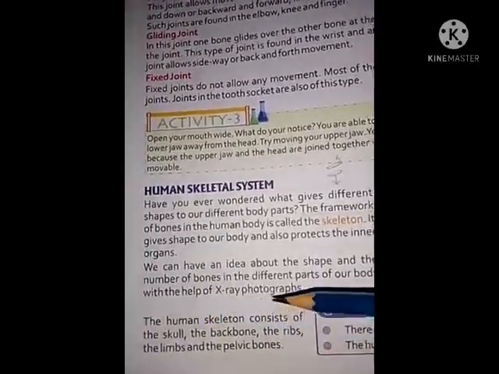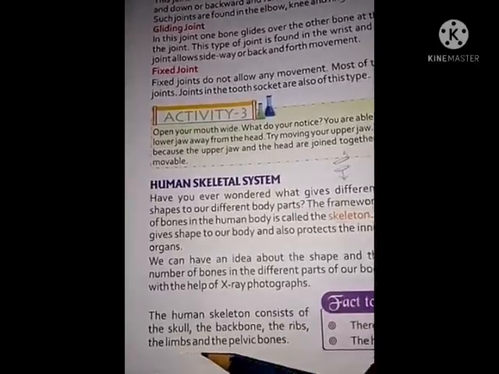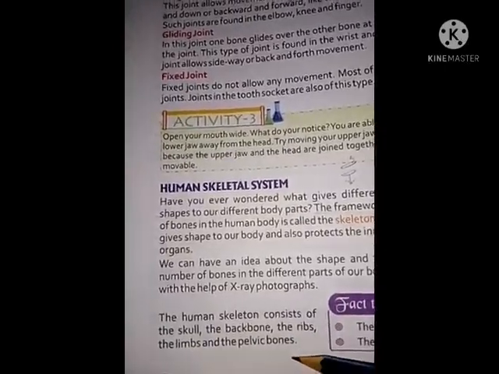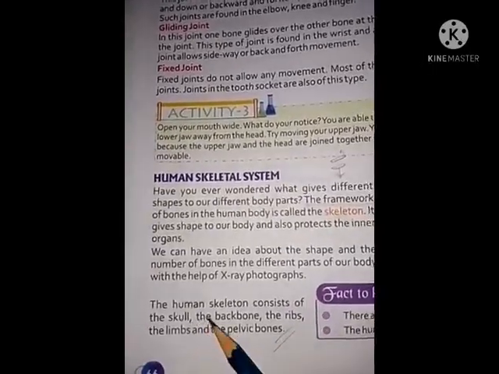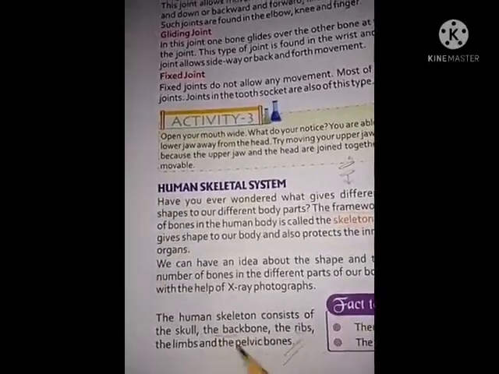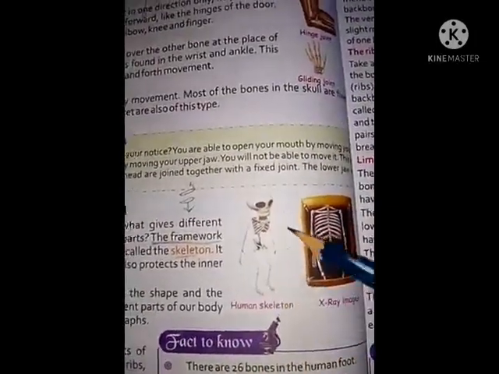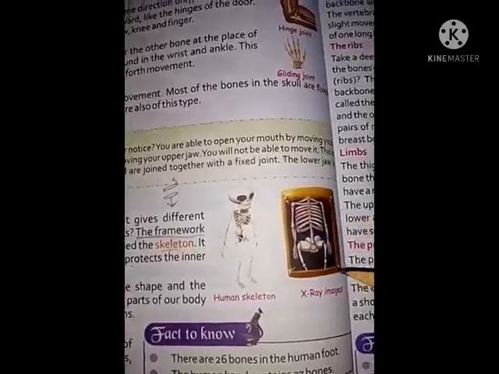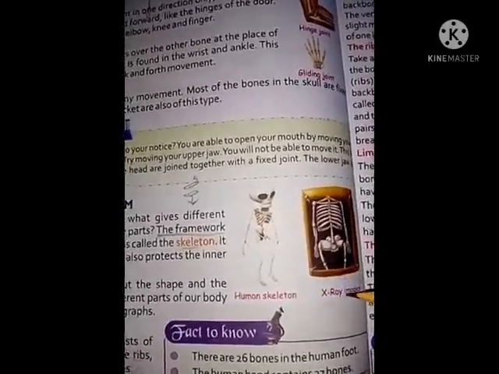Okay, the human skeleton consists of the skull, the backbone, the ribs, the limbs and the pelvic bones. The human skeleton consists of all of these. This is the human skeleton X-ray image. If we do an X-ray, then we will get this image.